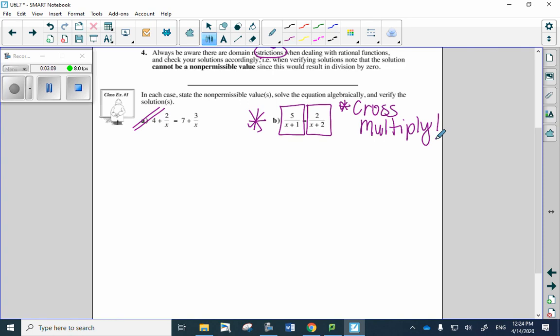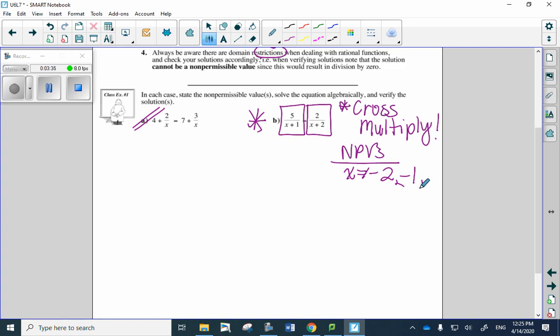Step number 1, make sure to factor if it needs to be factored. I don't have to factor here. Step number 2, we're going to state our non-permissible values. So my NPVs, what are the restrictions? Because these will be important once we get our solution. x cannot be equal to -2, as well as it cannot be equal to -1. We'll come back to these at the end once we find our solution.